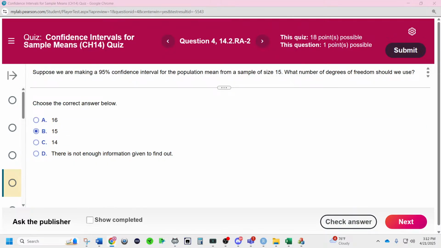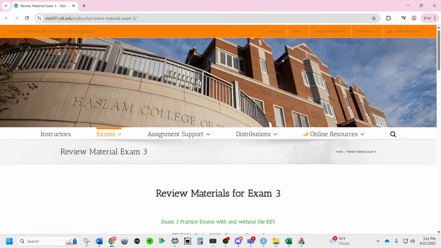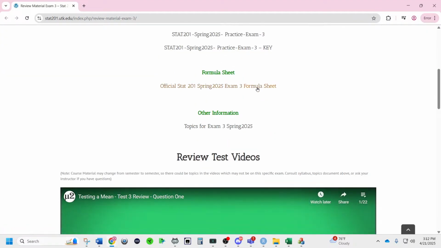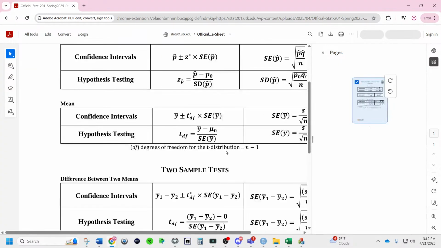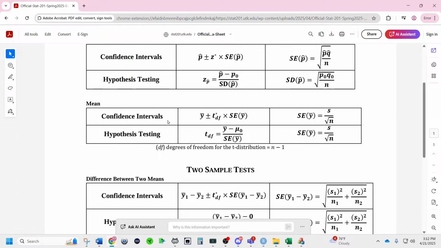So we're going to go over here to review 3. Now, it says we're making the confidence interval for the mean. So if you go to the formula sheet right here, what you'll see is when you make a confidence interval for the mean, you're down here, confidence interval for the mean, and it says degrees of freedom are n-1. So this is the important part you should be noticing, is we're doing a confidence interval for the mean.